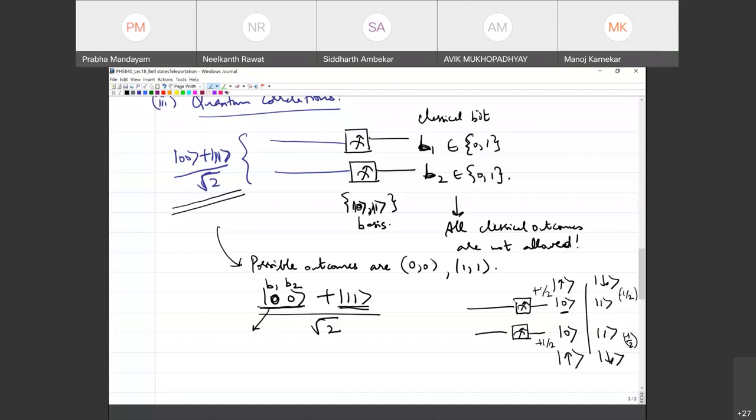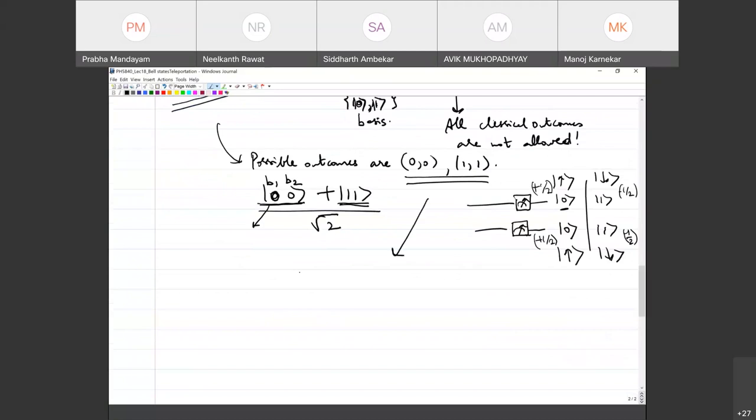So a more physical way of saying it in the qubit language, the only possible outcomes are 0, 0 and 1, 1. So these classical measurement outcomes are completely correlated.